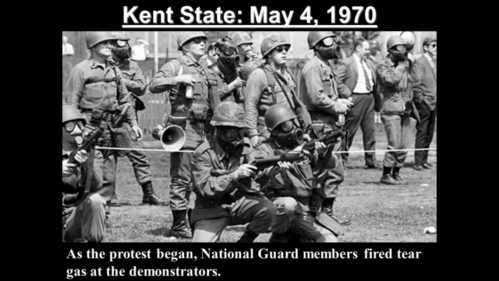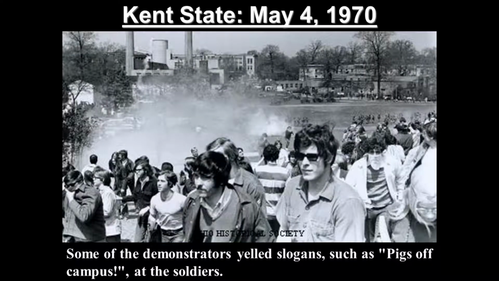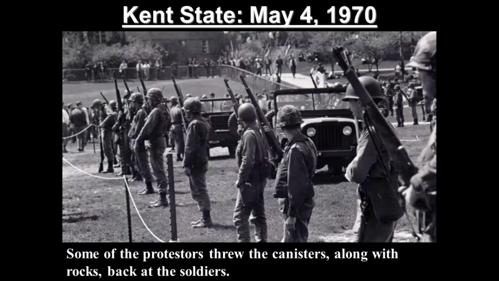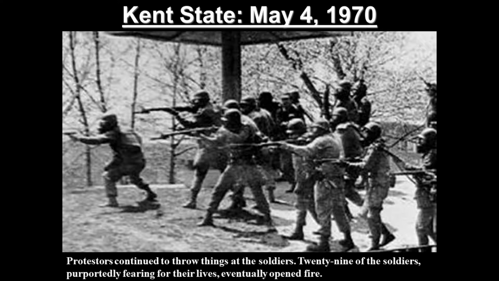The National Guard show up and they attempt to disperse it. They end up firing tear gas at the protesters, but because of the wind, it doesn't do a good job of dispersing the students. Students get bolder. They start yelling slogans such as "pigs off campus" at the soldiers, and they even threw some of the canisters of tear gas back at the soldiers. Finally, you have 77 Guard members who basically advance on the students with armed rifles and bayonets. It is confusing what happens, but some of the soldiers, 29 of them, reportedly fear for their lives, and so they start shooting into the students with live ammunition.